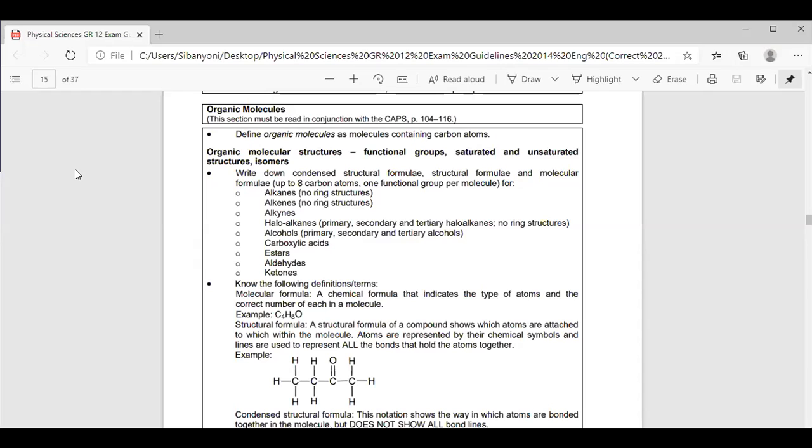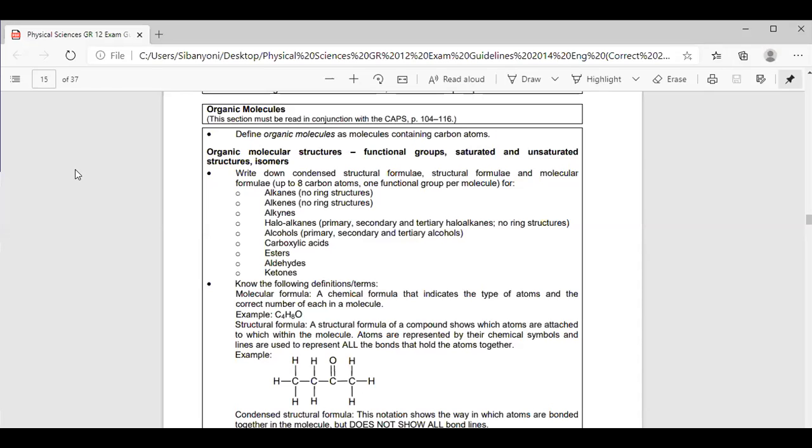This is where we also have to learn how to draw, and we will learn how to draw structural formulae, how to draw condensed structural formulae, how to write down molecular formulae as well. So that's what we are going to deal with in this section.